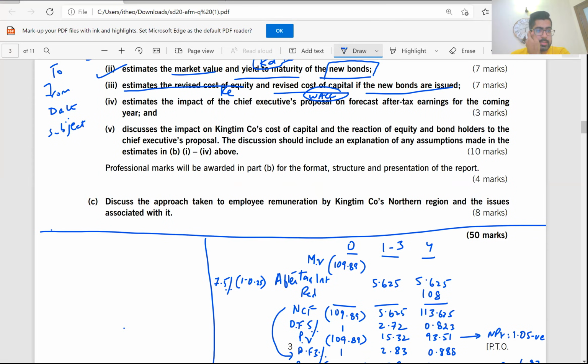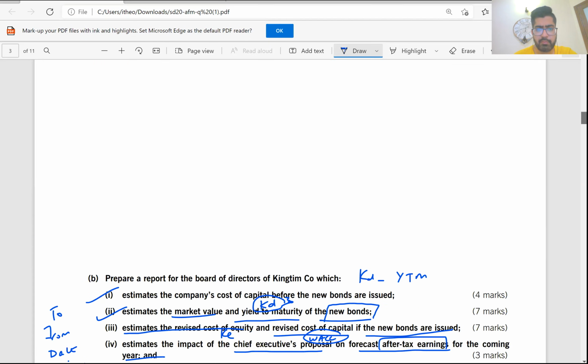Now there is just one last calculation part in this. Estimate the impact of the CEO's proposal on forecast after-tax earnings for the coming year. What is the CEO's proposal? Raise bonds worth 60 million, 0.6 million $100 bonds, and invest in the outdoor sector. Okay, this was the CEO's proposal. Raise new bonds and invest in the outdoor sector. Estimate the impact of this proposal on forecast after-tax earnings for the coming year. Just 3 marks, very easy to comment.